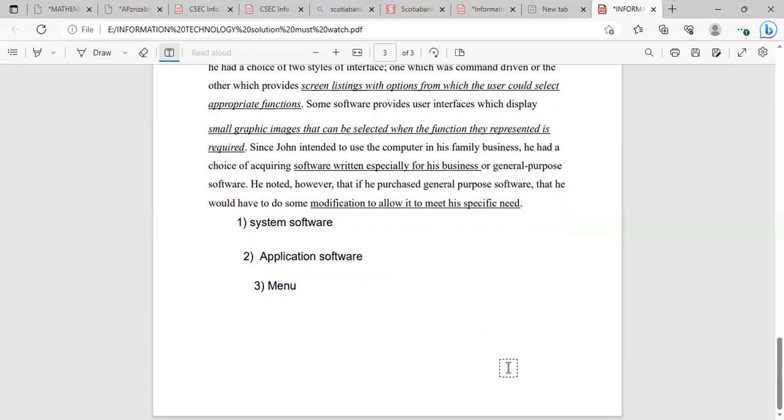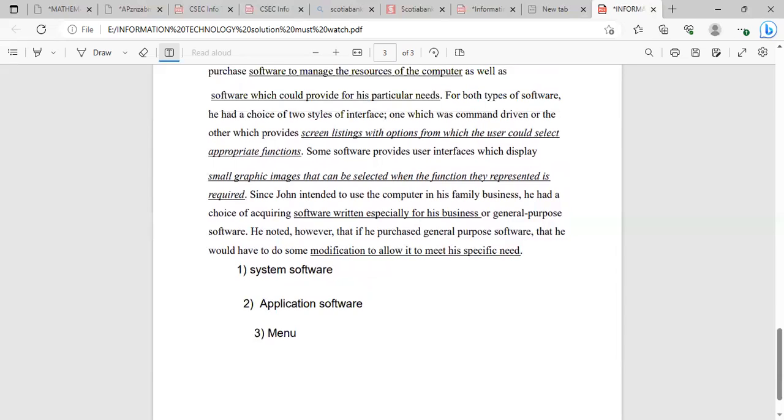All right, so let's look at the next one. It says small graphic images that can be selected when the function they represent is required, and that would be the icons.